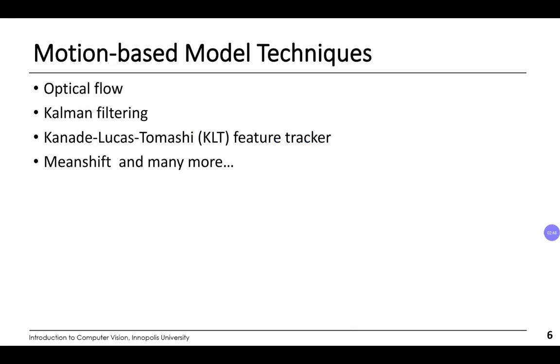If we want to look at what kind of techniques motion based models use, we can have optical flow, Kalman filtering, KLT feature tracker, mean shift, and many more. These motion based models are also present in OpenCV, so you can check these trackers if you want to go with the classical computer vision method for object tracking.